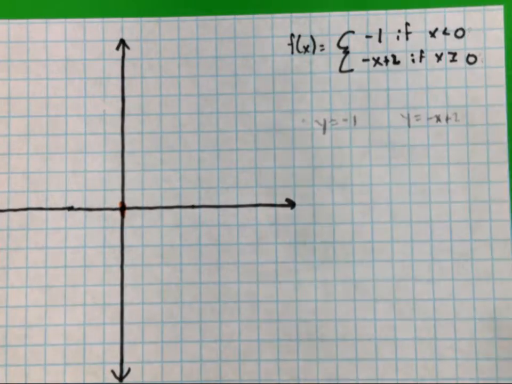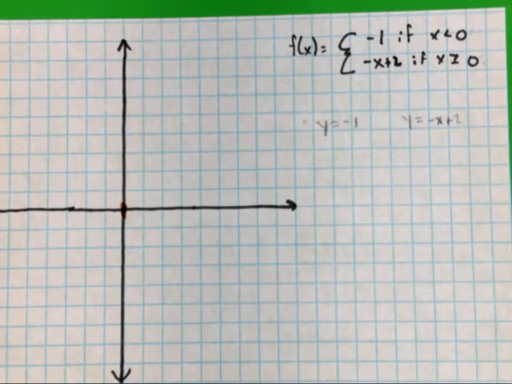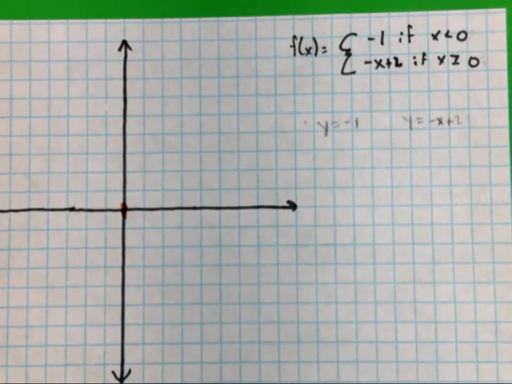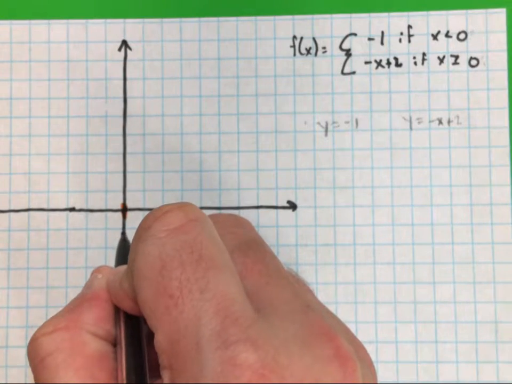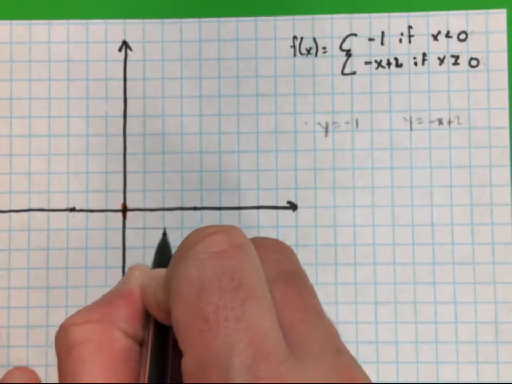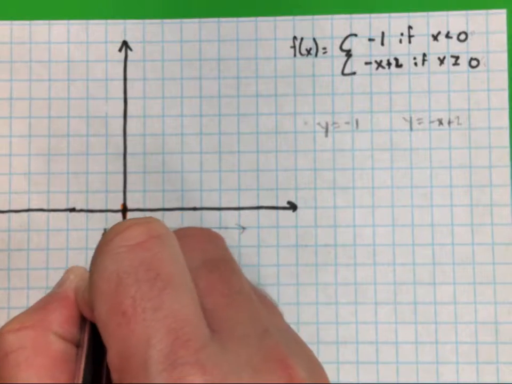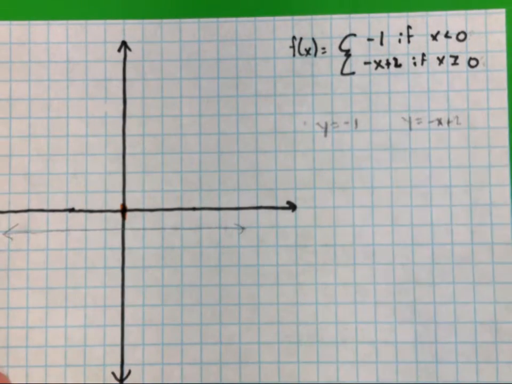Let's graph this. Y equals -1. Y equals -1 is what type of line? Horizontal. So it would just be a flat line, horizontal like that.